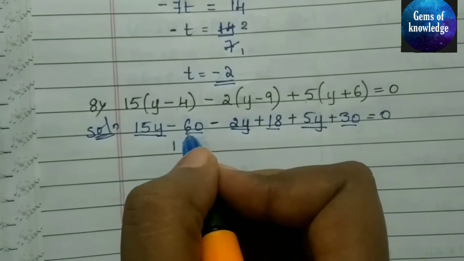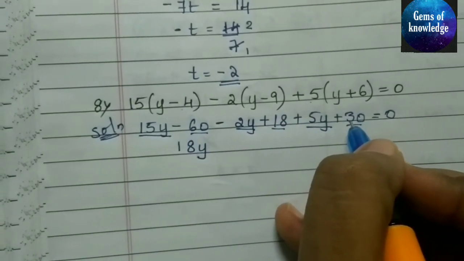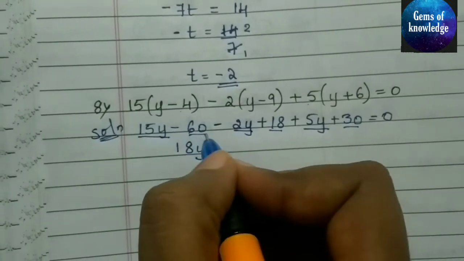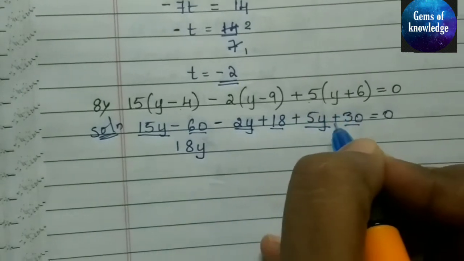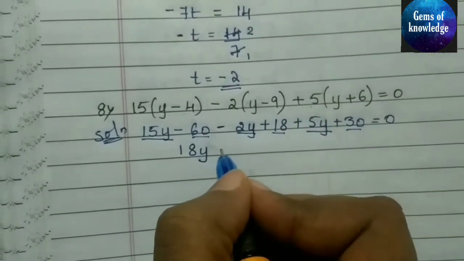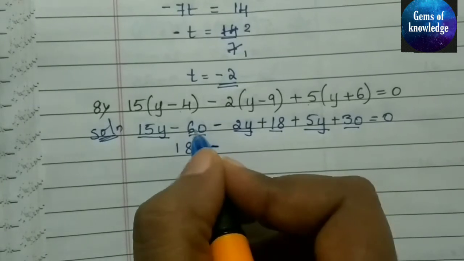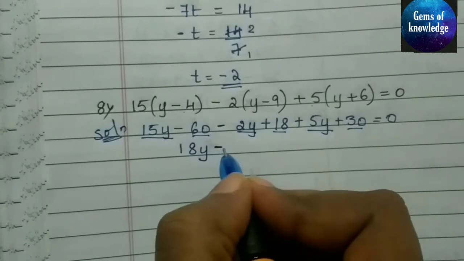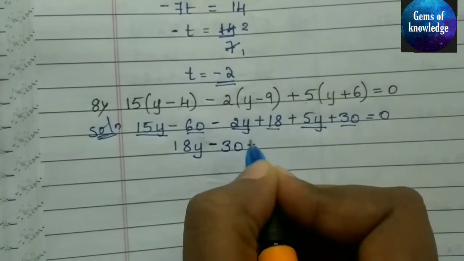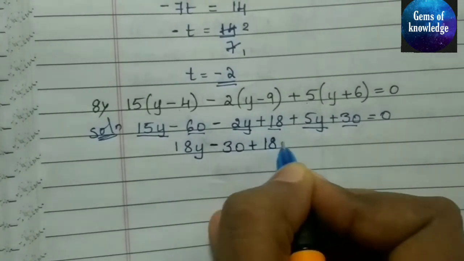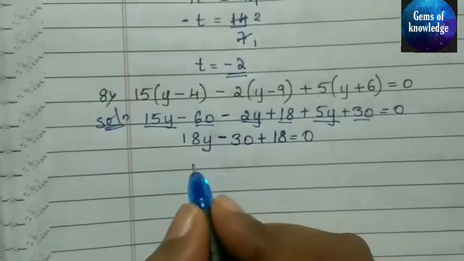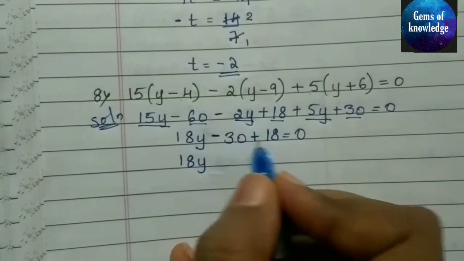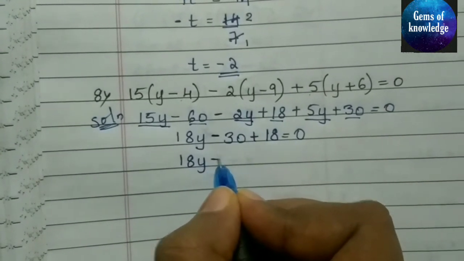So we will get minus 60 plus 30, we will get minus 30 because the greater number is having the minus sign. One minus sign and one plus sign is there, so we have to keep the greater number's sign and always subtract. So 60 minus 30 is nothing but 30, plus this 18 is left. Let us write like this only, which is equal to 0. In the next step we will write 18y minus 30 plus 18, which is nothing but minus 12.